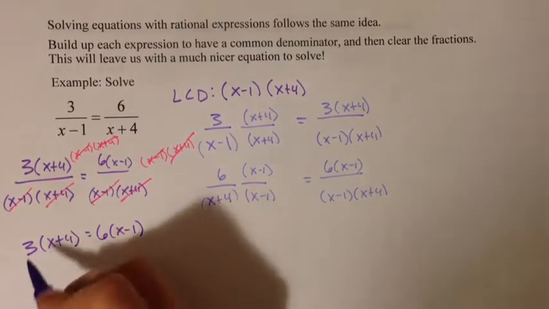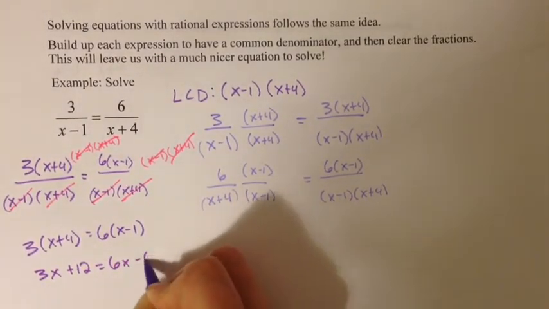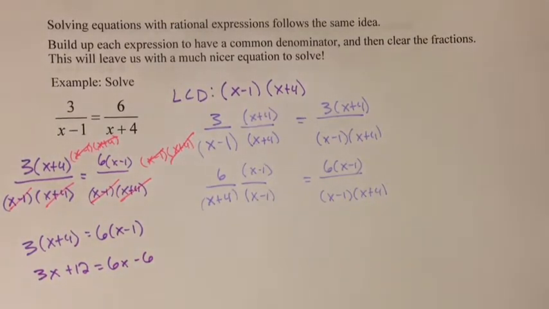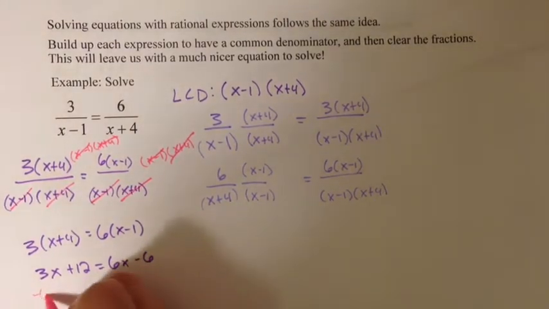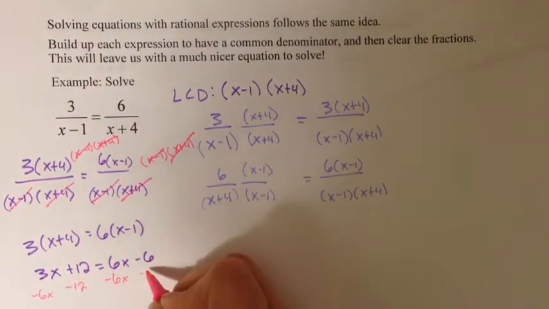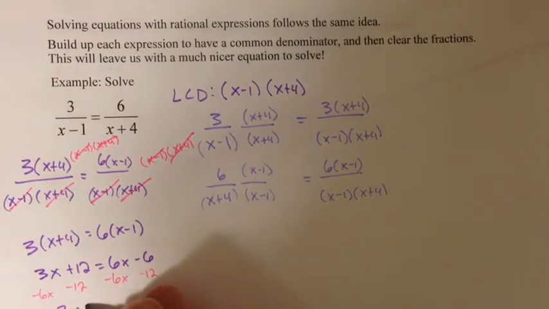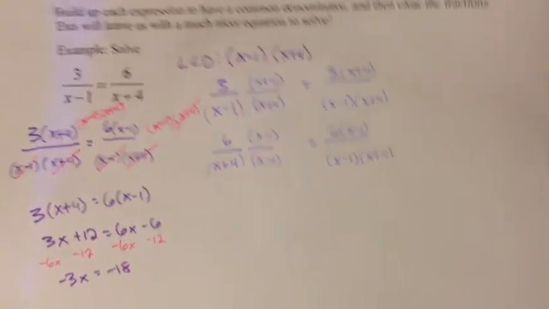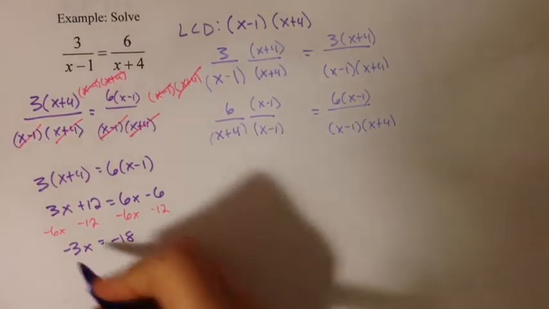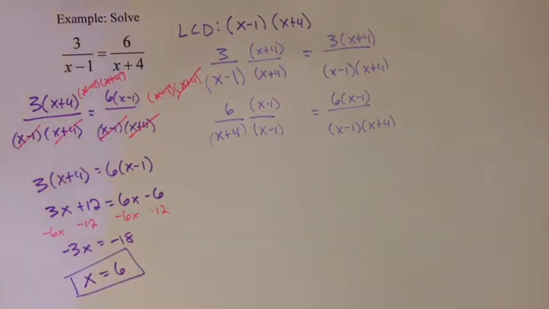You'll start by distributing, making this 3x plus 12 equals 6x minus 6. Then we'll start getting the x's on one side and the numbers on the other. I'm going to subtract 6x from both sides, and also I'm going to subtract 12 from both sides. That leaves me with negative 3x equals negative 18. Now I can go ahead and divide both sides by negative 3, which will leave me with x equals positive 6. If we wanted to, we could even plug our number back into the original equation to see that it works.